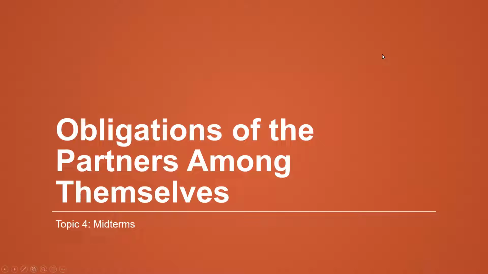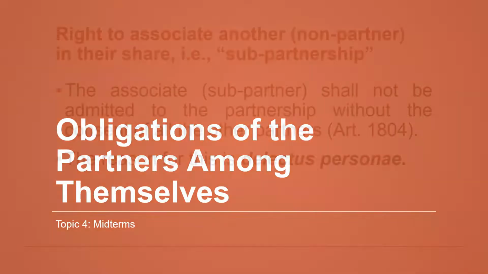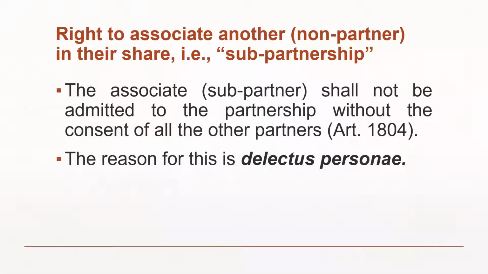Now, of course, being a contractual relation, the partners also have their obligations amongst themselves. So that is our topic 4. For example, each of the partners has the right to associate another person in their share. So basically, what would happen is that a partner assigns to another person their right to their share in the profits, to their share in whatever the partnership shall give them.